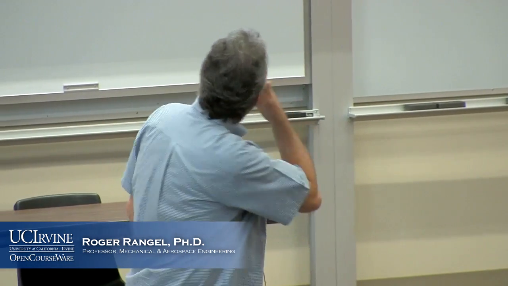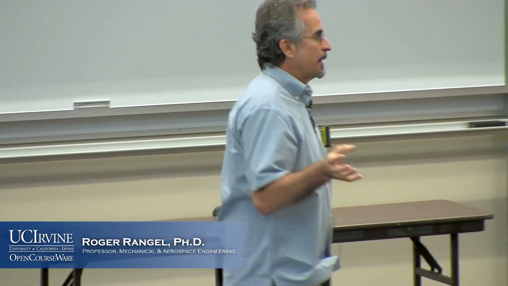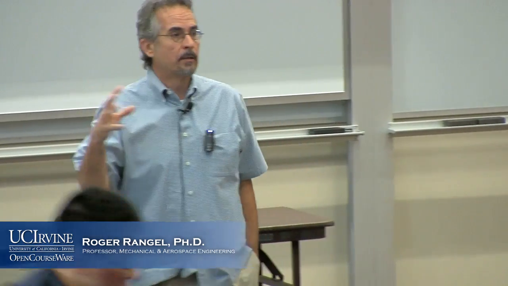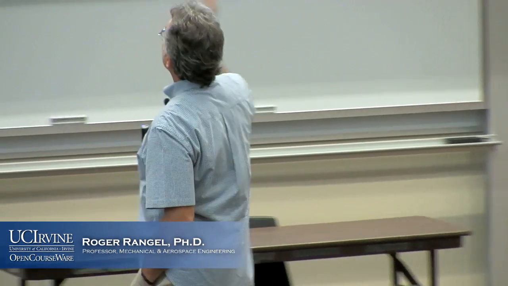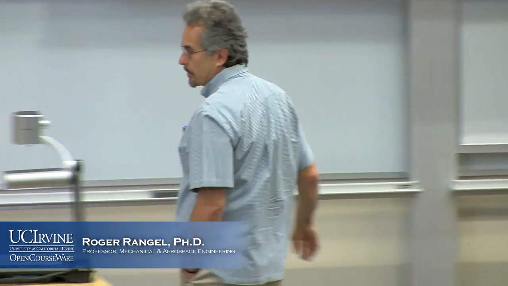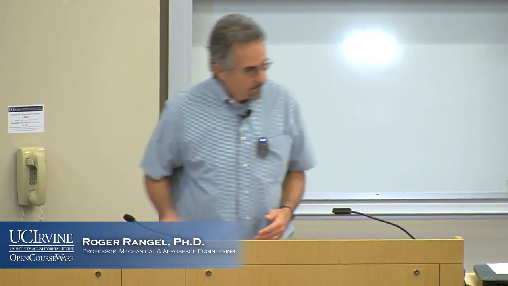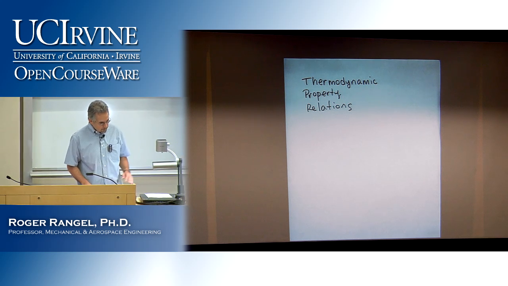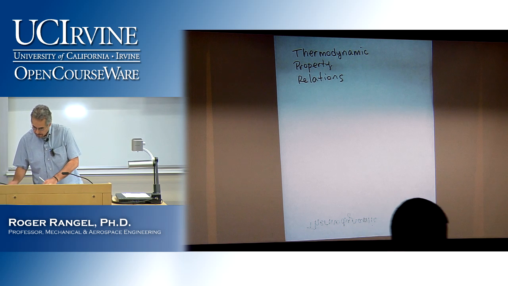But we need to talk about relationships between thermodynamic properties, including entropy, that come about from what we have learned so far about the first law and the second law. These are called thermodynamic property relations. They are in the same entropy chapter that we have been discussing, which I guess is chapter 5.